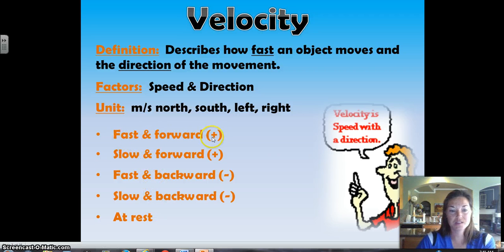Fast, forward, which is positive motion. Slow, forward, which is also positive motion. Fast, backwards, which is negative motion. Slow, backwards, which is negative motion, and also being at rest.